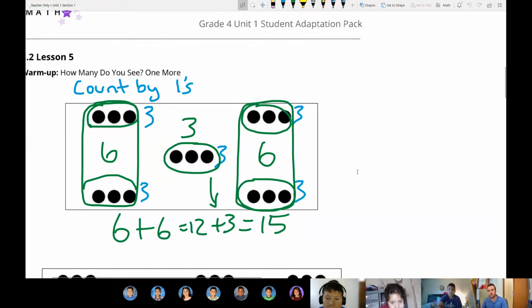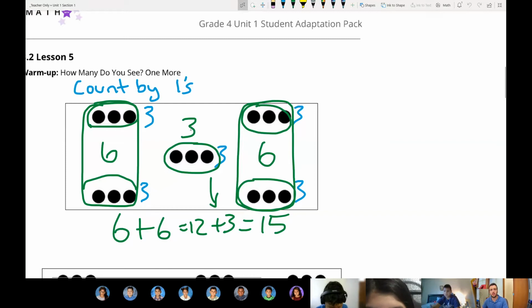Were there any other strategies or ways that you guys did it? Or did you fall into one of those two categories for the most part? Natalie? You did it a different way? Yeah. I just counted by ones like Christopher. Okay, so you just went 1, 2, 3, 4, 5, 6, all the way up to 15? Yeah. Okay. That's a good strategy.